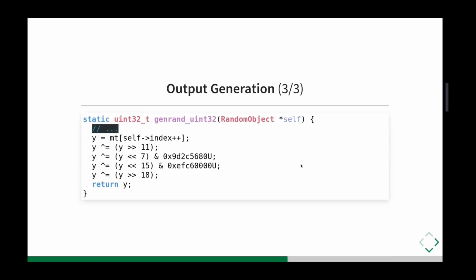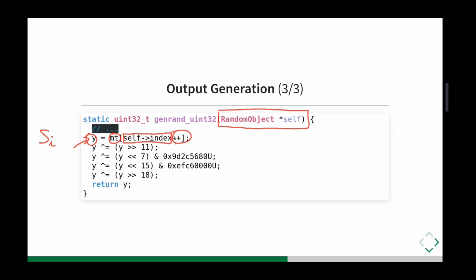And finally, this is the output generation. Here I show the code and not the formula, because I think it is clearer like this. This is the object which contains the state of the Mersenne Twister. This y represents, for example, S of i, because mt is the array of state values, and we access mt using self index, which is the position. Then we do the post-increment so that we access the element and increment the index afterwards.